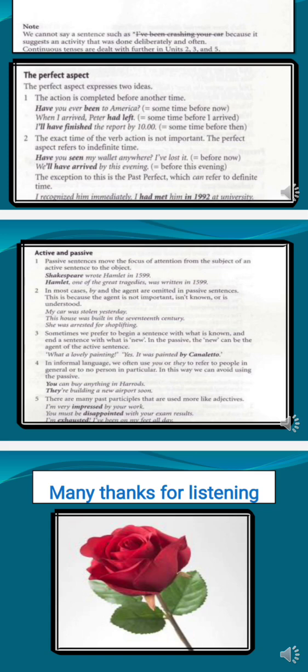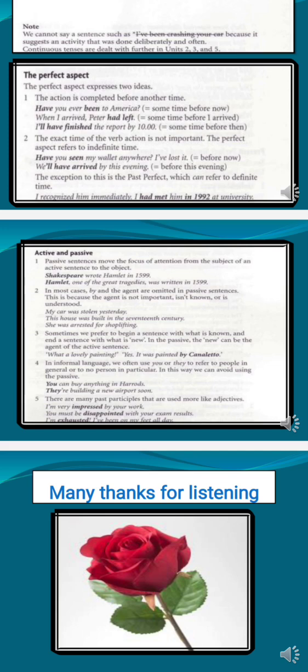4. In informal language, we often use "you" or "they" to refer to people in general or to no person in particular. In this way, we can avoid using the passive. For example, "You can buy anything in Harrods." "They are building a new airport soon."